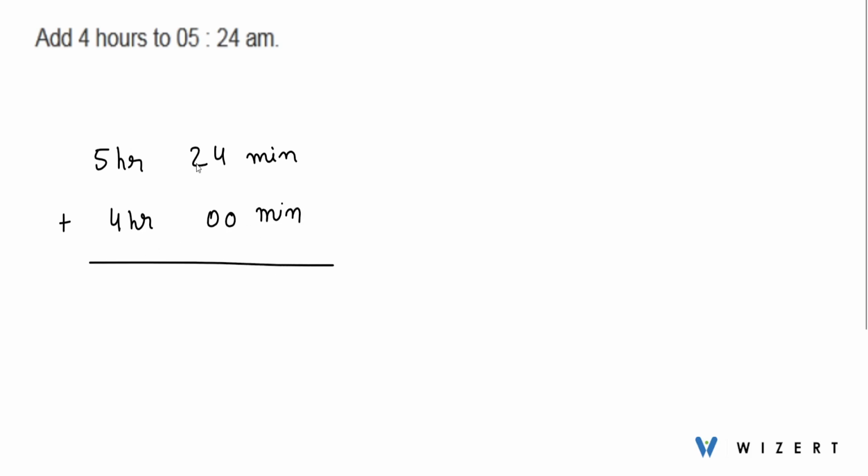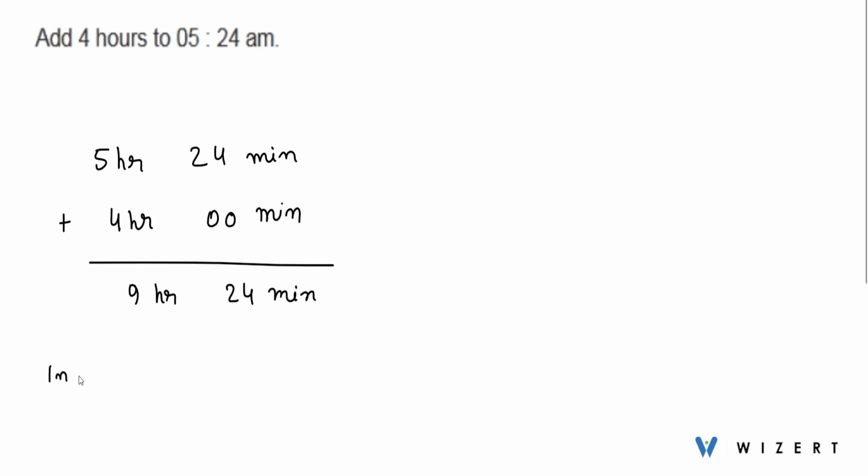So in 24-hour format, 5:24 am can be written as 5 hours 24 minutes, and this is equivalent to 5:24 am. Now we have to add 4 hours to it, so let's add 4 hours and 00 minutes, that is simply 4 hours only. So 24 minutes plus 0 minutes will give us 24 minutes, and 5 hours plus 4 hours will give us 9 hours.